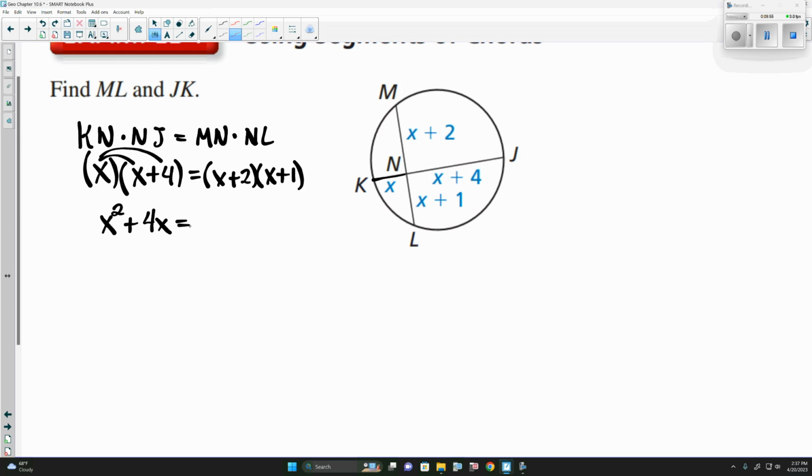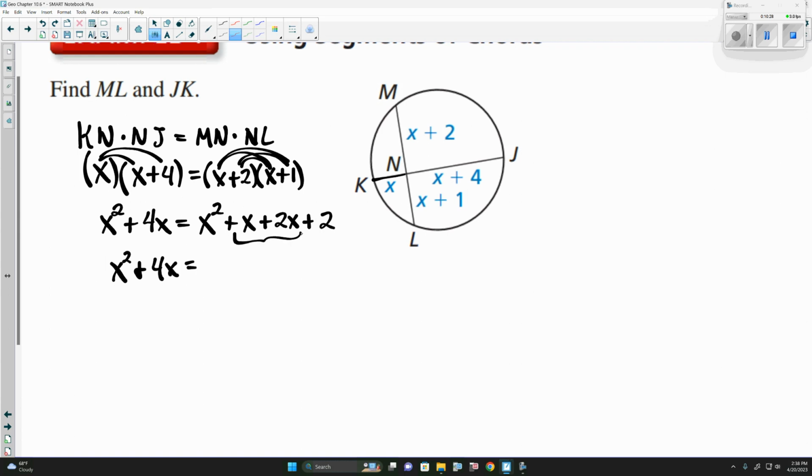Now for the other side, we'll have to do a little bit more distributing than we did on the left side. So we'll have to distribute the x. Again, x times x will give us x squared. X times 1 is going to be plus x. Then 2 times x will be plus 2x. And lastly, 2 times 1 is going to be plus 2. Now, before we do any solving, we want to combine like terms.